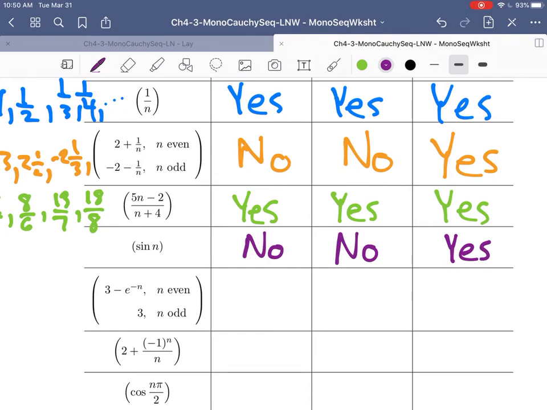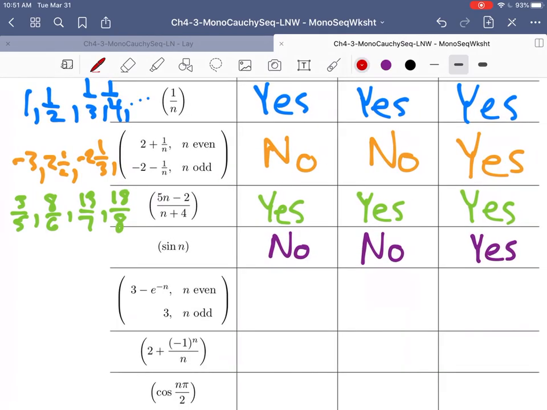Example 4 already. Example 5, here we have something where we have 3 minus e to the -n when n is even, and we have just the number 3 when it's odd. So our very first term is going to be 3. When n is equal to 2, we will have 3 minus 1 over e squared. And then we'll be back to 3. And then we'll have 3 minus 1 over e to the 4th. And so this is going to bounce between 3 and 3 minus e to a power. That 1 over e to a power is going to converge to 0. And so overall, the sequence is converging to 3.